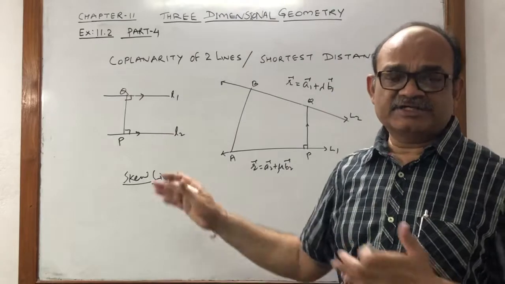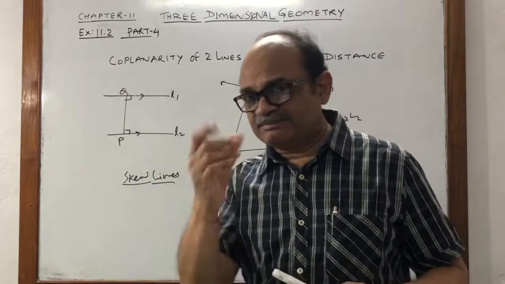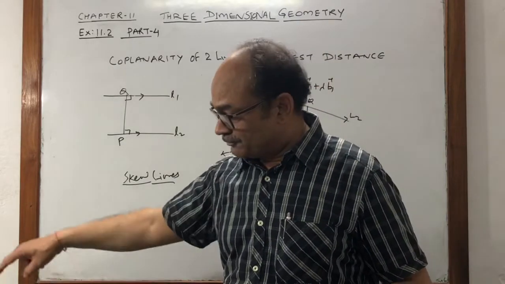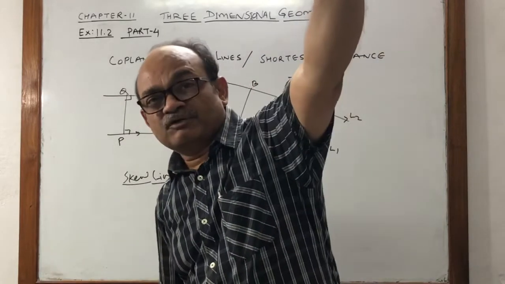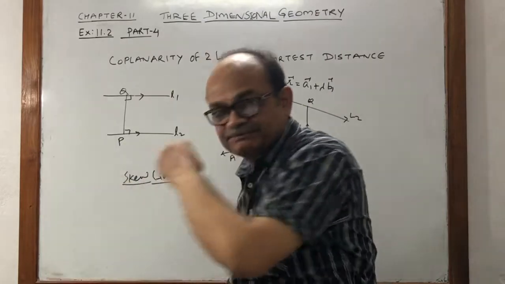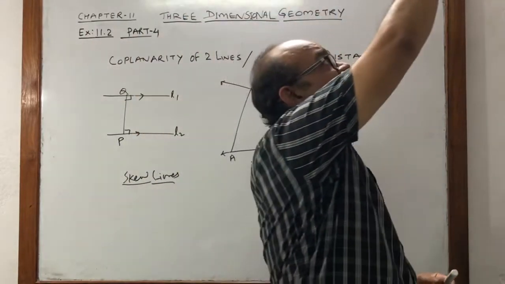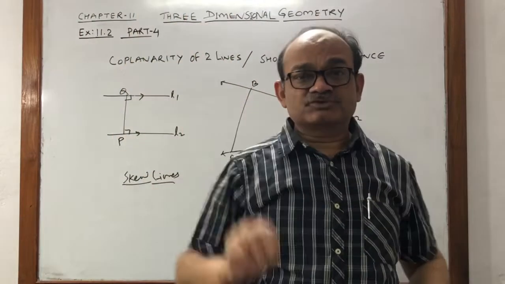Non-coplanar lines are said to be skew lines. Now a very simple example. In your room, suppose we tie a thread from this left corner to the upper corner. One thread is going like this. Another thread is simply put on the ceiling from the left corner to the right uppermost.